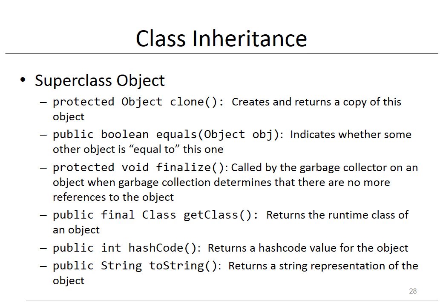The getClass method returns the runtime class of an object. The hashCode method returns a hash code representing the object's memory address by default. The toString method returns a string representation of the object and is called when you print the object. All these methods are inherited by every Java class, and except for the getClass method, which is final, can be overridden where necessary.